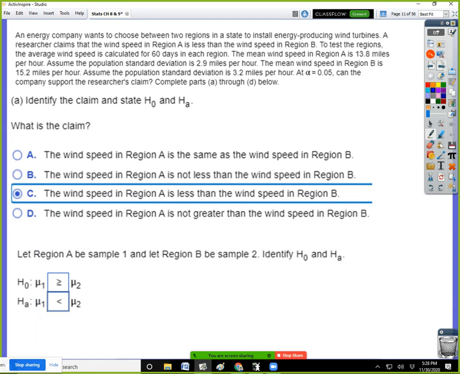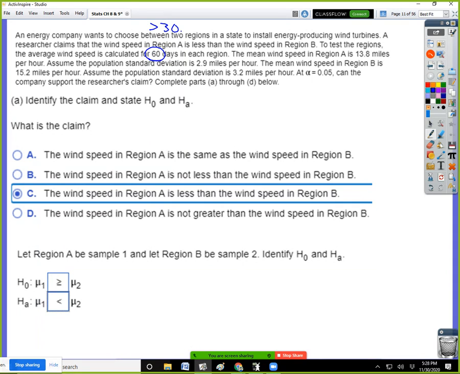An energy company wants to choose between two regions in the state to install energy-producing wind turbines. A researcher claims the wind speed in region A is less than the wind speed in region B. To test the regions, the average wind speed is calculated for 60 days. So we've got 60 days. So that's good, right? Because we're greater than 30. So we can use all our tests, right?